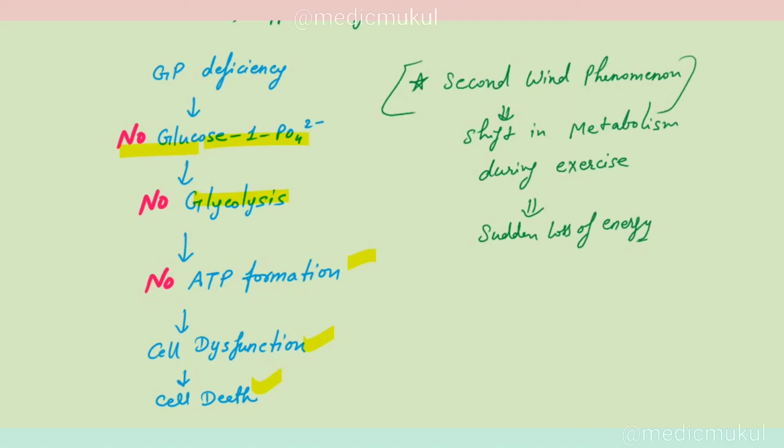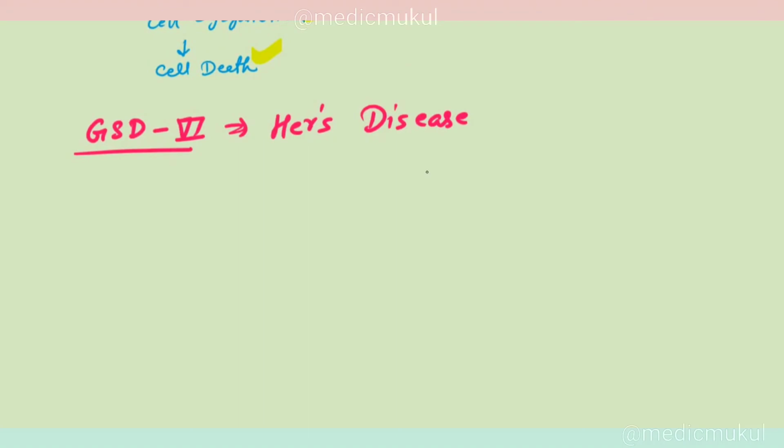The same is GSD6, that is Hers disease. Again remember Hers disease: there is an H here, a hepatic GP deficiency. Which means if there is a GP deficiency in the liver, we call it Hers disease. GSD6 Hers disease occurs only in the liver, and GSD5 McArdle's disease occurs only in the muscles or muscular tissues.